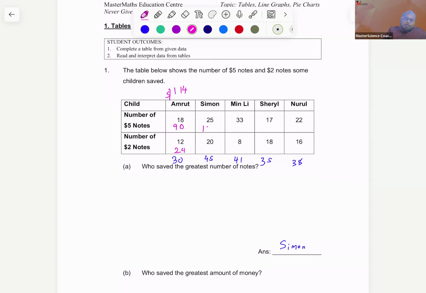25 times 5, 125. 20 times 2, 40. So become 165. Next, 33 times 5, 165. 8 times 2, 16. Plus together become 181.